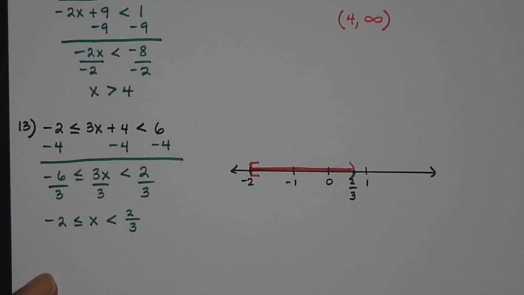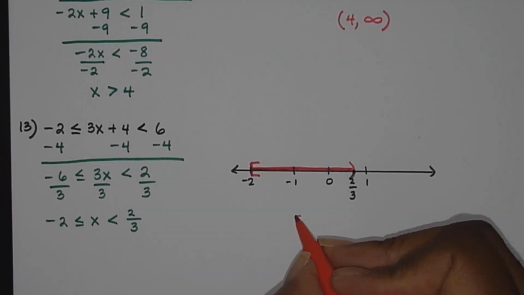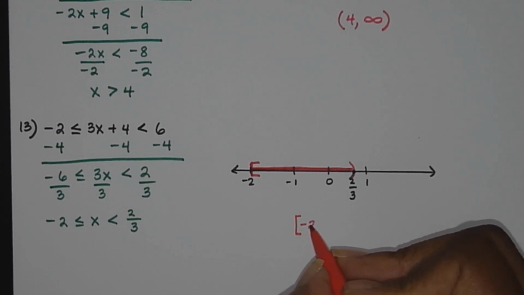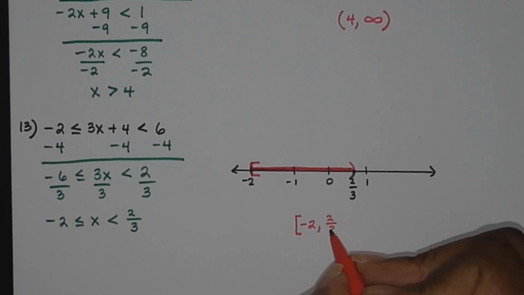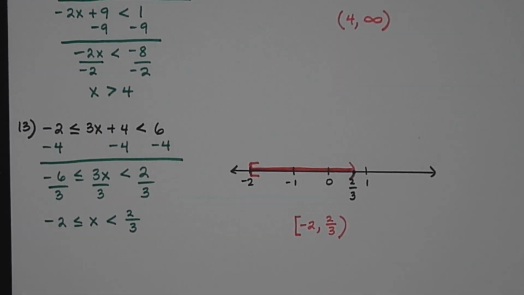So now I have a half open, half closed interval. And it's going to look like this. At negative 2, I have a left bracket. At 2/3, I need a right parentheses. So that would be your interval notation for this problem. Any questions about problem number 13?